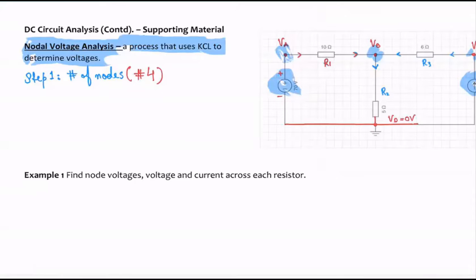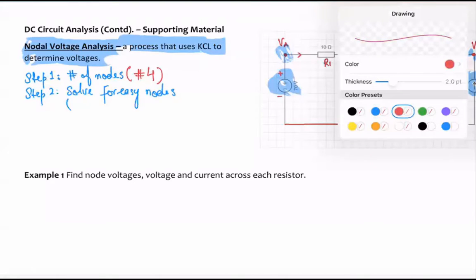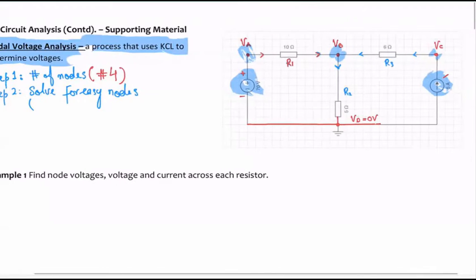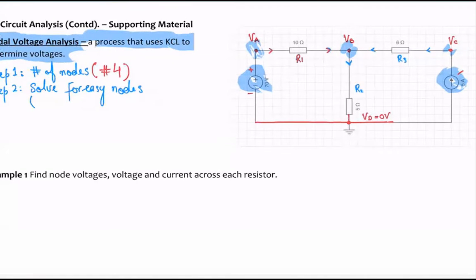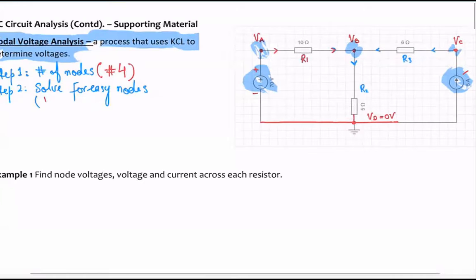The second step is to solve for easy nodes. Okay, what does that mean? Well, this means that some of the voltages, even before you start analyzing your circuit, may be known. So for example, VD, this right here at the bottom, is equal to 0 volts, right? Because it's connected to the ground. So VD equals 0 volts.